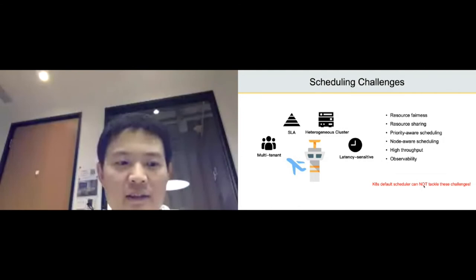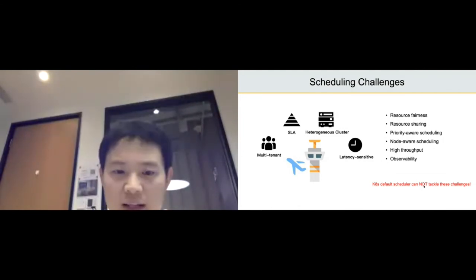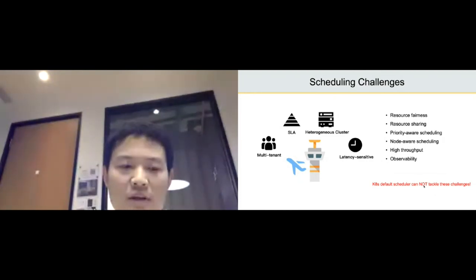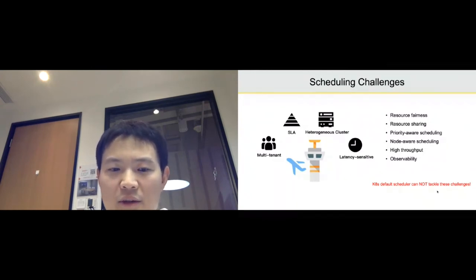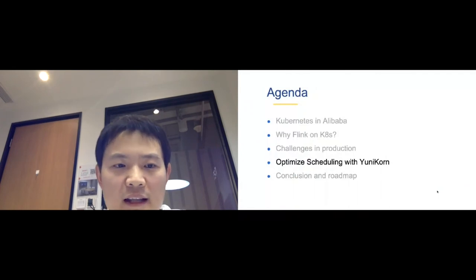Flink is a unified data processing engine for both batch and streaming, and our clusters are actually serving mixed workloads and are expected to manage thousands of nodes later. So higher throughput is the most important performance target. Last but not least, observability helps users understand the internals of complex systems, so that is useful for figuring out scheduling problems or analyzing performance bottlenecks. Overall, the Kubernetes default scheduler cannot tackle these challenges. It was built for normal services. When it comes to such a complex scenario, it just doesn't work. So here comes our question: how can we tackle those challenges for Flink? Then in the next section, I will introduce YuniKorn and how we optimize scheduling with YuniKorn.